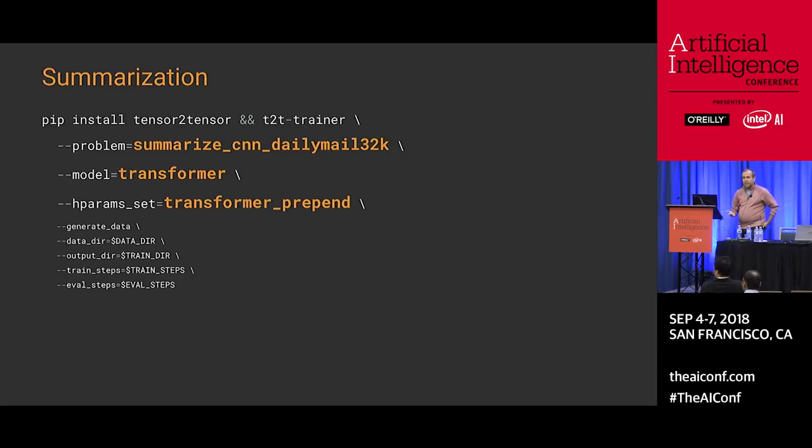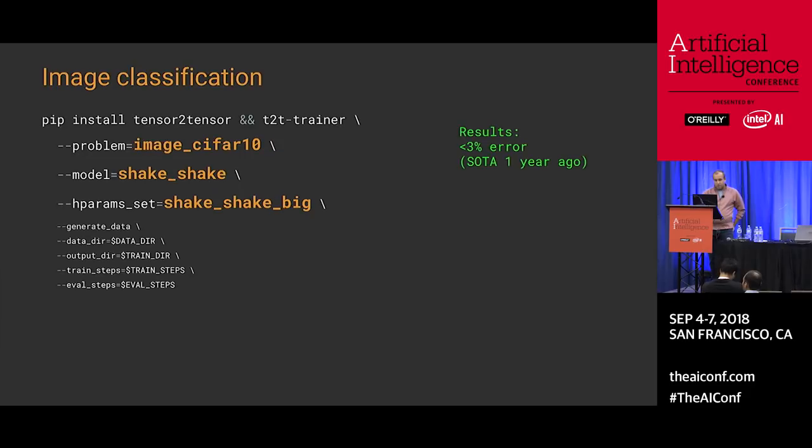There is a summarization data set that's been used in academia. It's from CNN and Daily Mail. You say you want the transformer, and there is a hyperparameter set that does well on summarization. You want image classification, like CIFAR10, which is quite a standard benchmark for papers. You say, I want CIFAR10. A ShakeShake model was state of the art like half a year or a year ago. This changes quickly. You want the big model, you go train it.